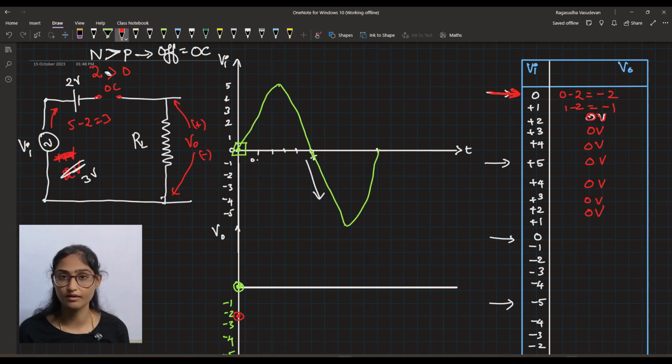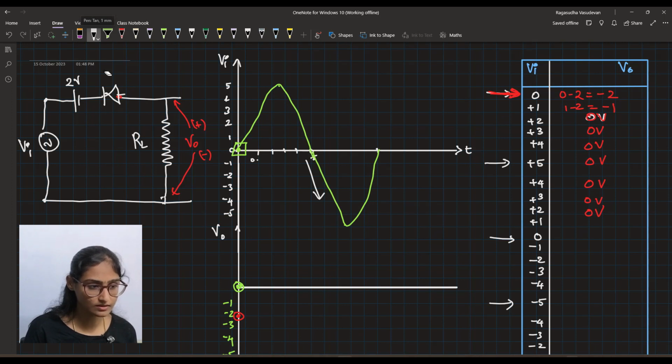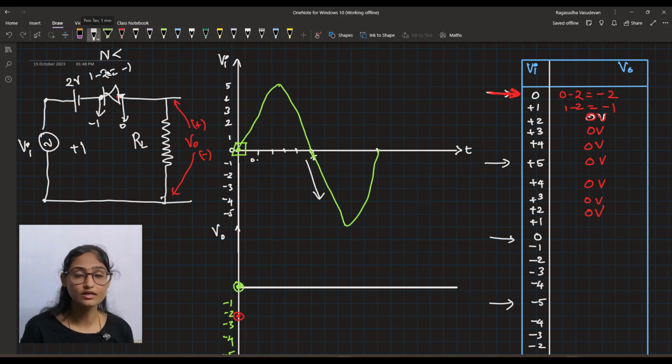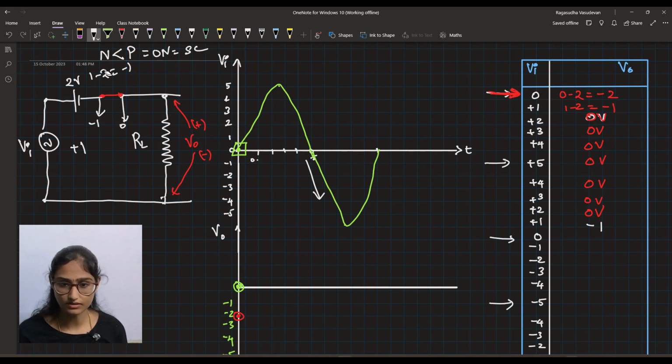And when it is 1, what will happen? This is how the diode was connected. So again when Vi is equal to plus 1, it will be 1 minus 2, which is equal to minus 1 volt. At this end it will be minus 1 volt and it will be 0 volt here. So again the N voltage is becoming less than the P voltage. So the diode will be on, and hence you can replace it as a wire, as a short circuit. What is V0? V0 will be minus 1.